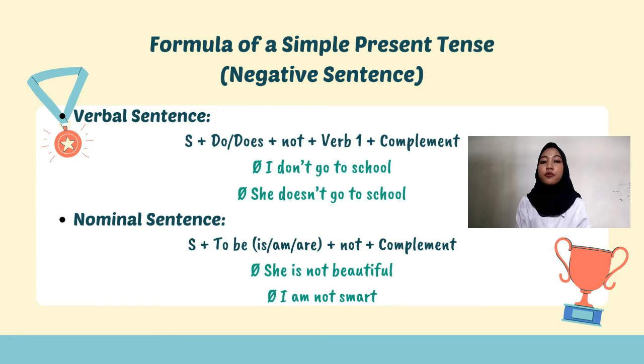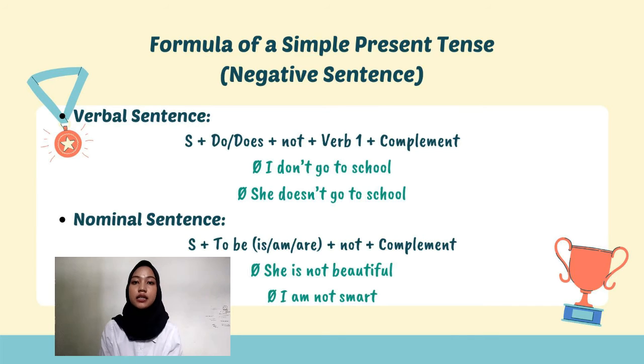Now, we move to the formula for negative sentences. For verbal sentence, the formula is subject plus do or does plus not plus verb 1 plus complement. For example, I don't go to school. I as a subject and then add do or does plus not and go as a verb 1 and to school as complement. And the second example is she doesn't go to school. She as a subject and then add do or does plus not and then go as a verb 1 and to school as a complement.